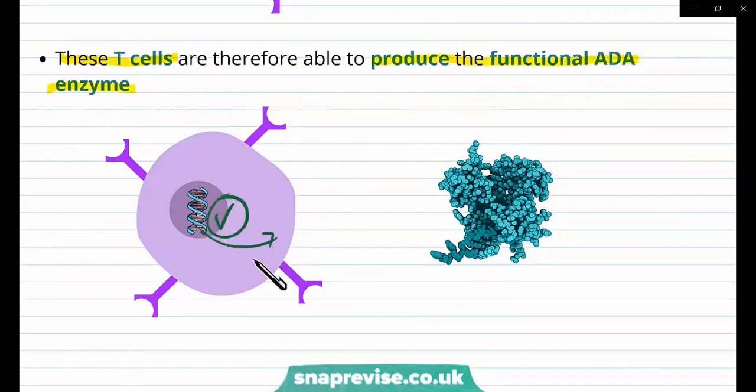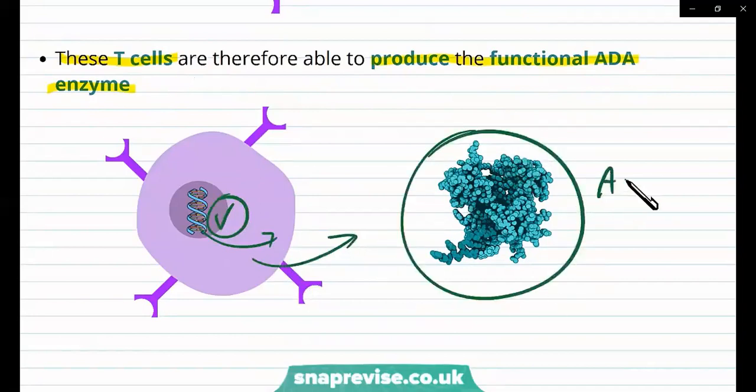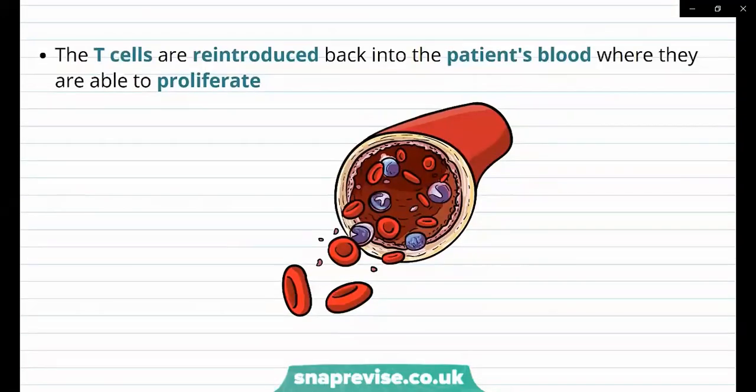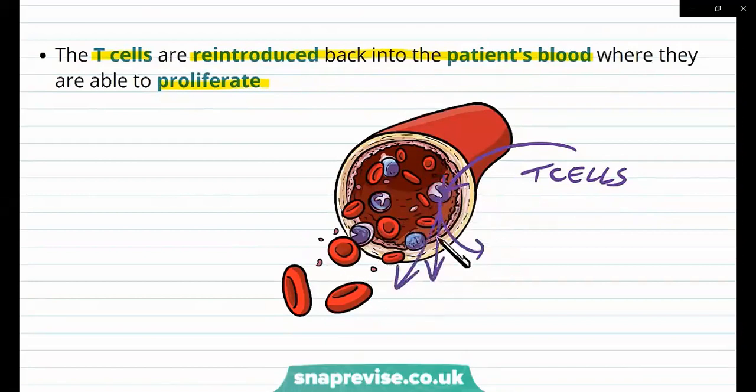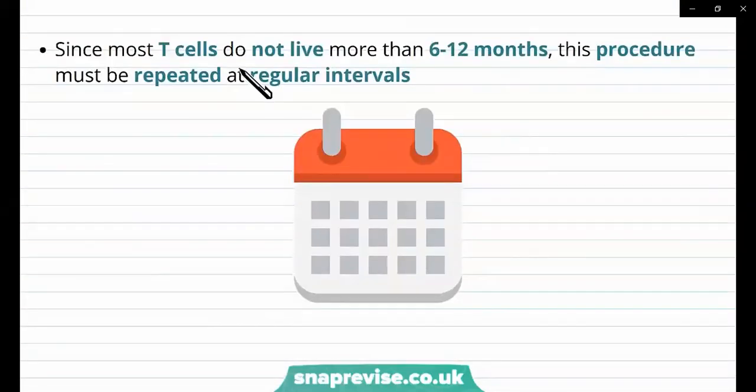So when they transcribe and translate this, they make the protein ADA, which means that our immune system can then work. Now those T cells are reintroduced back into the patient's blood, and they're able to proliferate. Essentially, the T cells that did take up the allele are successfully treated. We put them back in the blood, and T cells will proliferate in their life anyway. So they become a massive population, which means all the T cells in the blood will be able to make ADA. However, T cells don't live forever. They do not live more than about 6 to 12 months. They will die after that.